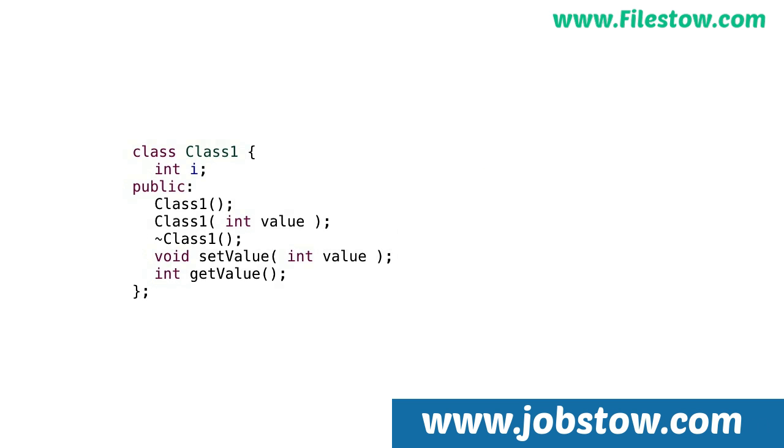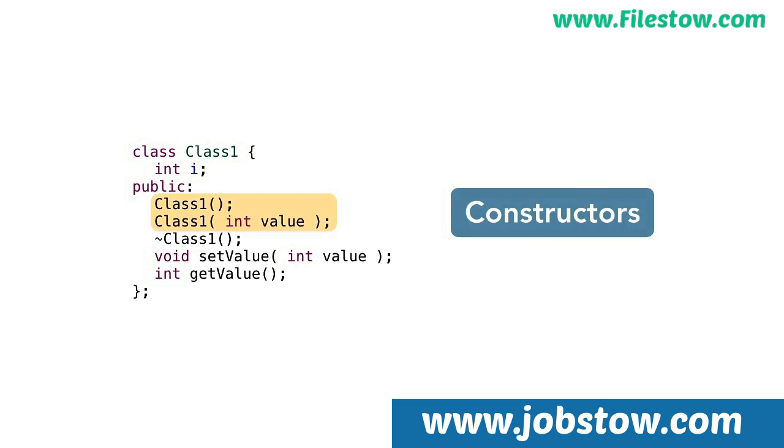Constructors and destructors are special function members that are called when an object is created or destroyed, respectively. A constructor is called when the object is created. There may be several constructors defined, but only one is called depending on how the object is created. The destructor is called when the object is destroyed. There may only be one destructor defined.